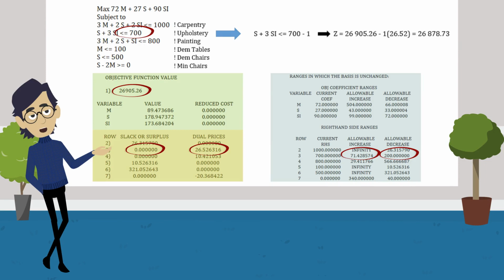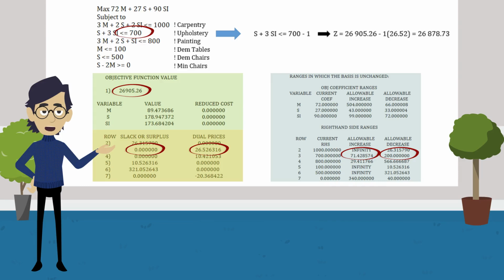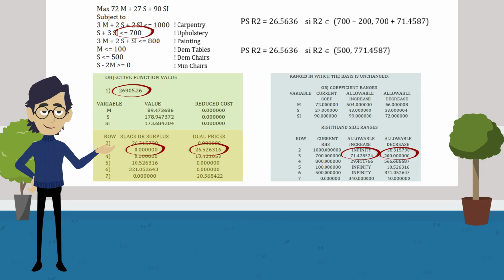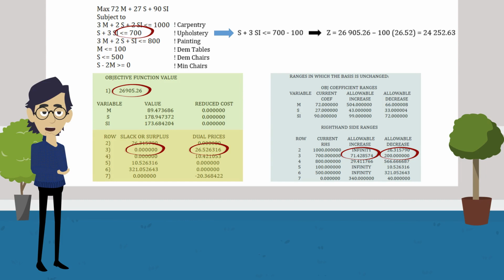But if we had 1 hour less available, then the value of the objective function would decrease by $26.52. Furthermore, the shadow price will keep its value as long as the resource of this constraint remains in the interval between 700 and the allowable increase or decrease. Therefore, if for some reason we had made a mistake and it turns out that the number of available hours in upholstery is 600, the value of the objective function would be 24,252.63.